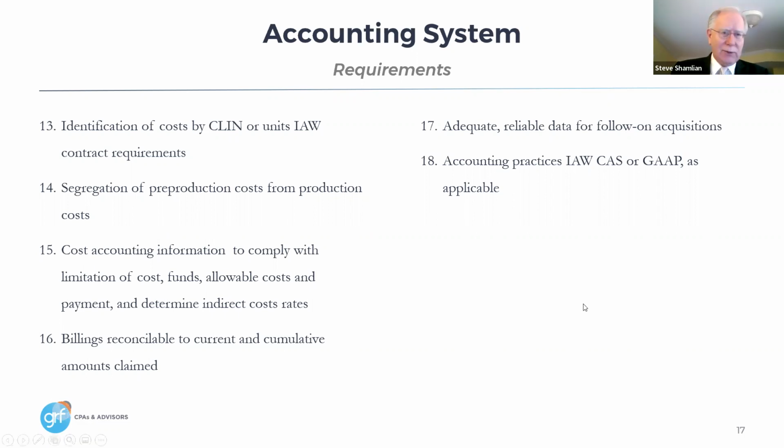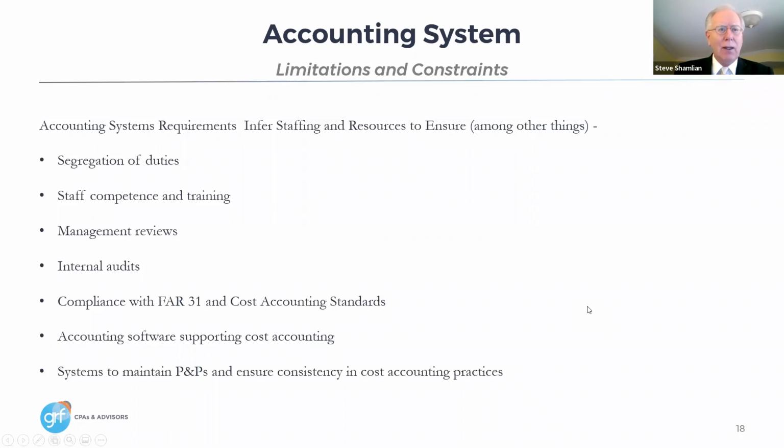All right, let's go to the next one, please. Again, limitation and constraint, it's applicable to a larger organization, but something that's going to have segregation of duties, be able to hire good, competent staff and keep them trained, have management that understands what subordinates are doing, probably have internal audits. Let's go to the next one, please.